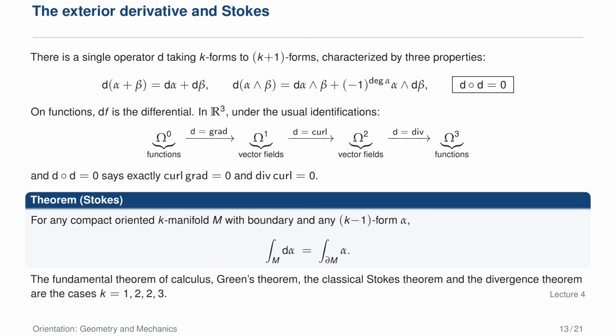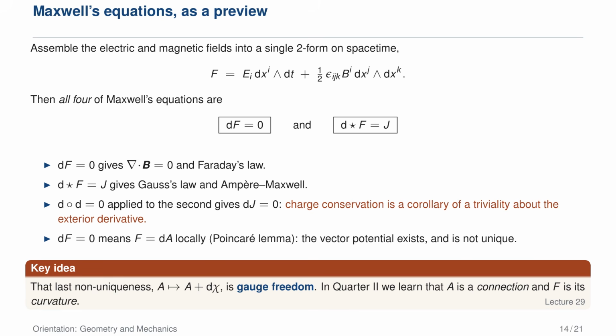And then there is Stokes' theorem, which says that for a compact oriented manifold M with boundary, the integral over M of d alpha equals the integral over the boundary of M of alpha. The fundamental theorem of calculus, Green's theorem, the classical Stokes theorem, and the divergence theorem are all the same statement in dimensions 1, 2, 2, and 3. We proved this in Lecture 4. Let me show you where that leads as a preview.